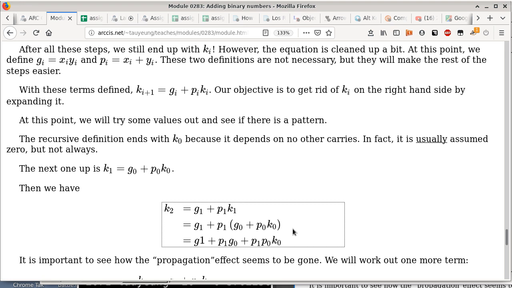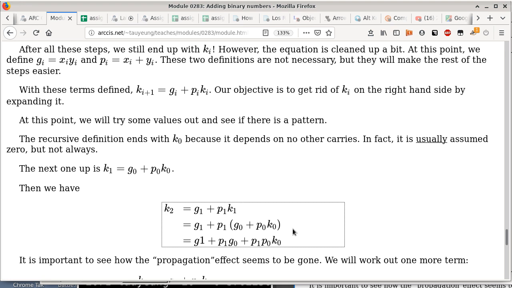While I'm working on the G terms, can I work on the P terms in parallel? Yes, absolutely, because P0 is X0 or Y0. There's no reason why I cannot compute an AND and an OR of the same inputs at the same time. So I just need a very small amount of time to come up with all the P and all the G terms. K0 itself is an input. It is always there. There's no computation involved.